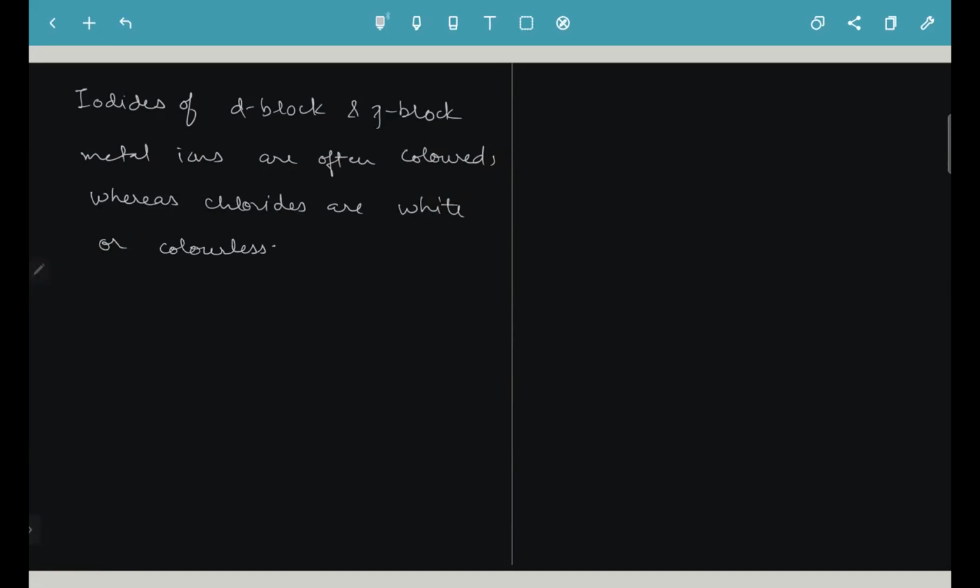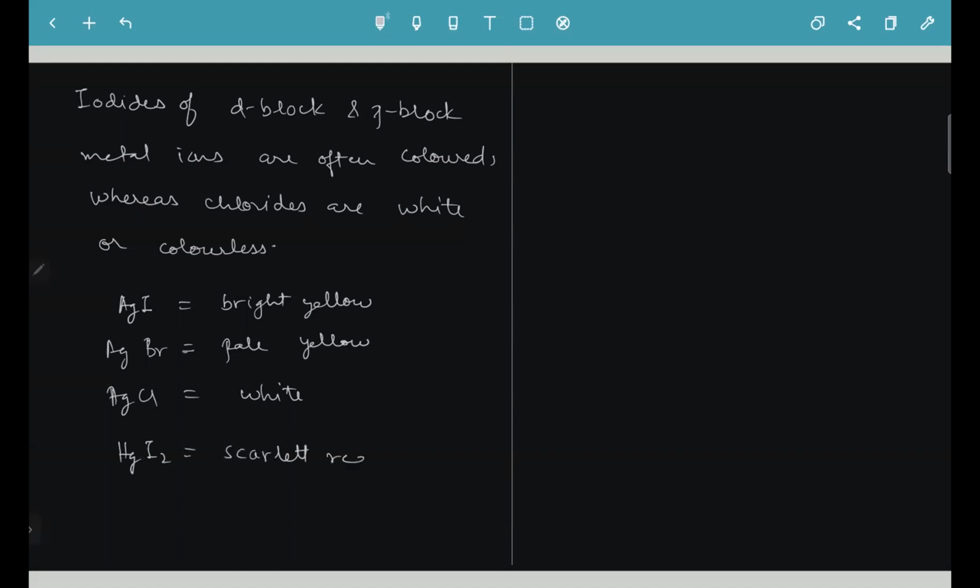एग्जैक्ट कलर तो प्रेडिक्ट नहीं कर सकते, बट कलर्ड होगा कि नहीं वी कैन से अबाउट इट. जैसे आयोडाइड्स of P block and D block metal ion. Silver iodide is bright yellow in color. Even silver bromide is pale yellow. तो bromides में उतनी कलर नहीं आती, but still bromides में also show some colors. But chloride is white. Similarly, mercuric iodide HgI2 is bright red in color, scarlet red बोलते हैं इसको. Whereas HgCl2 is white.